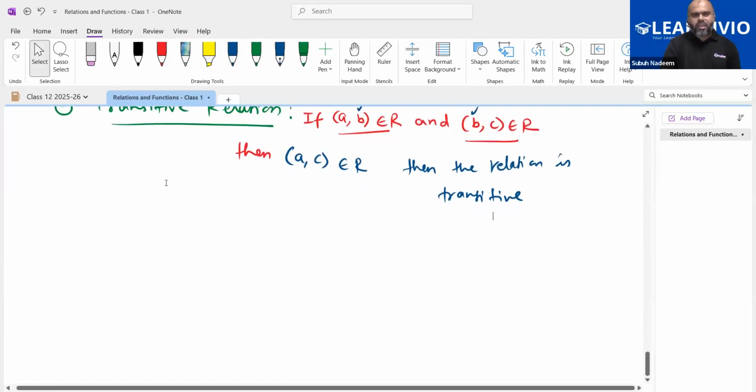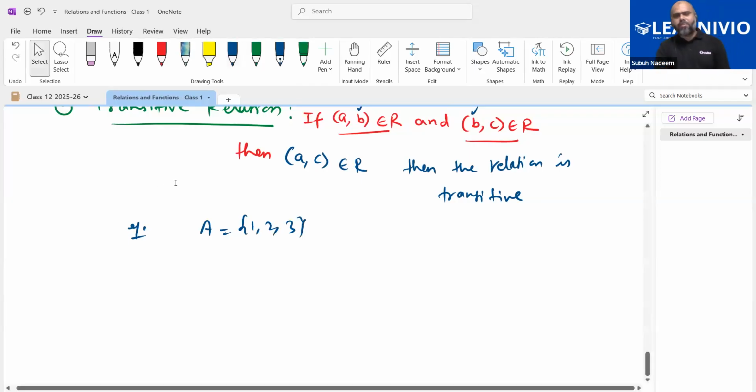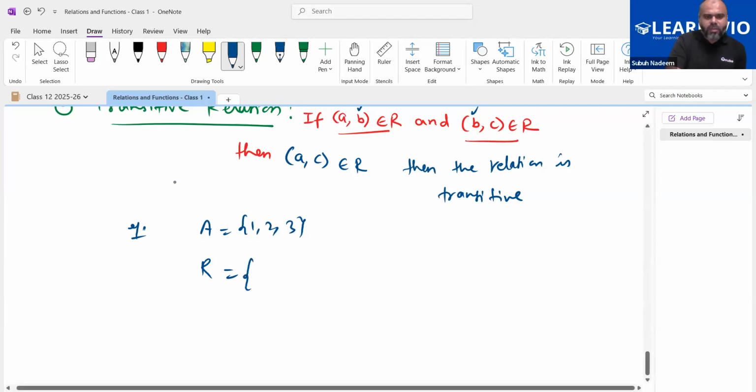So if we see an example, suppose A is {1, 2, 3}. I will take that example also, which we have discussed in the above two cases. But before that, let me take this.